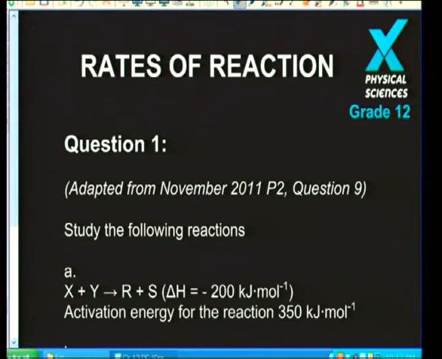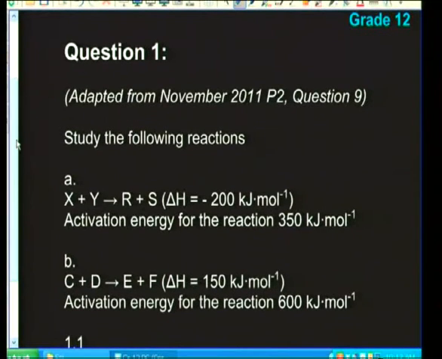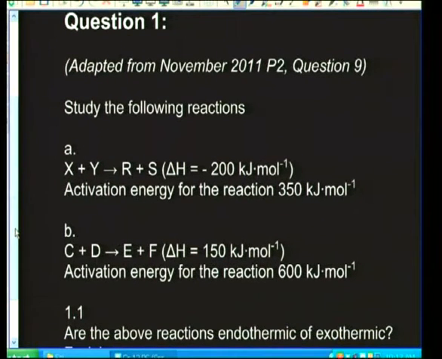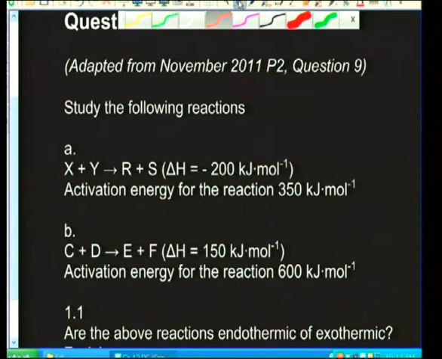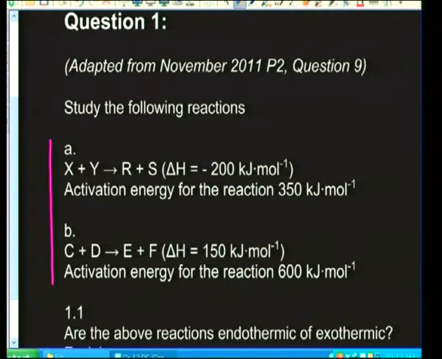So let's go and have a look at the first question. And we're looking at question 1 here. It's taken from the November 2011 paper, and it's question 9 on that paper, but it's our question number 1. So what does it say? It says, study the following reactions. We're given 2 reactions. When you are given your exam paper, make some notes about it.